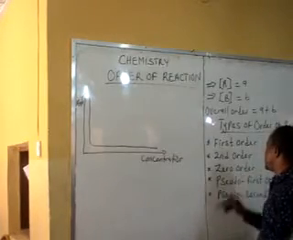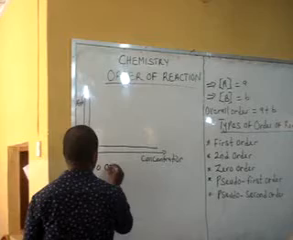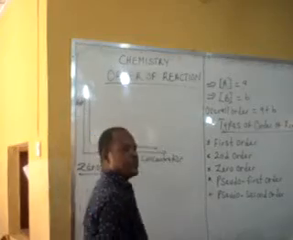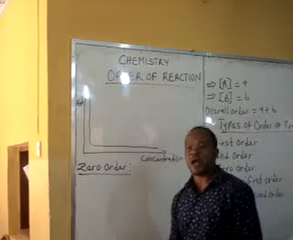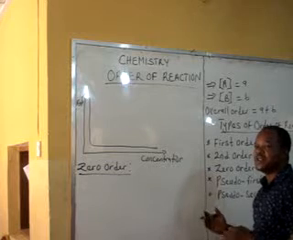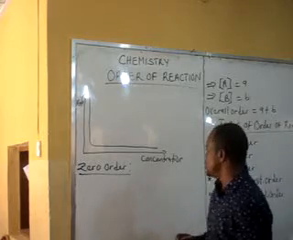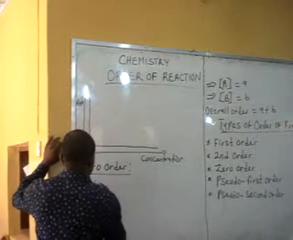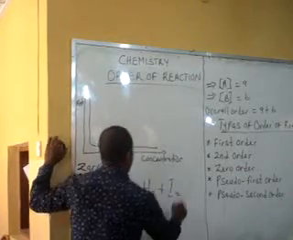And the last one I want to talk about here is the zero order. Now we can also have what we call a zero order reaction. This is obtained when the rate of reaction is independent of the concentration of the reactant. That is, the reaction can proceed independent of the concentration of the reactant. We can see this in the decomposition of hydrogen iodide, where we have H2 plus I2.